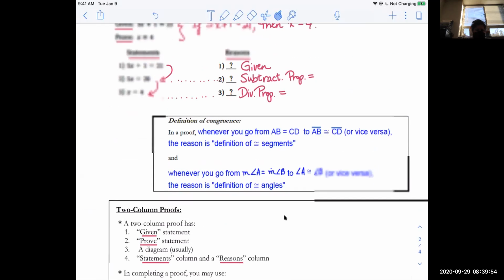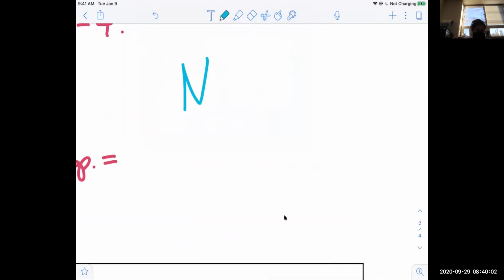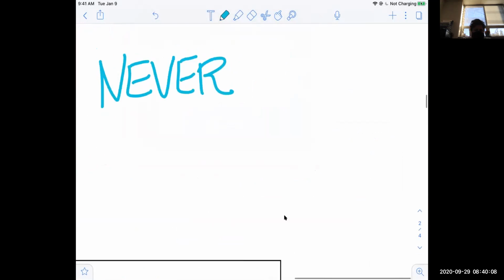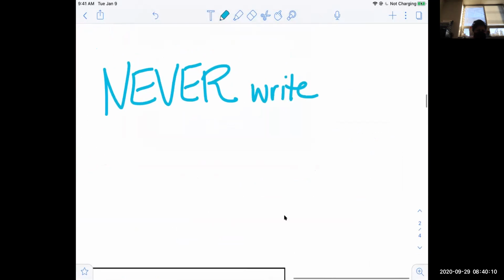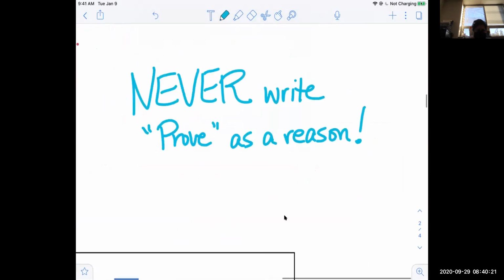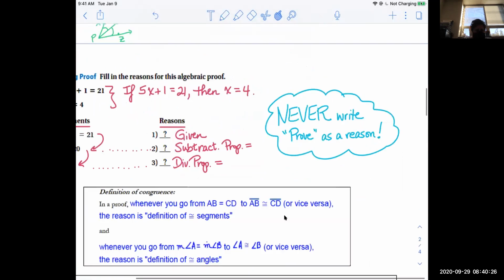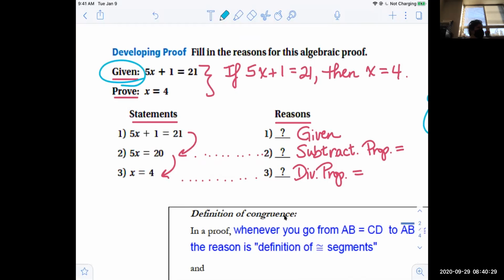You will never, let me write this over here. You will never, ever, ever write prove as a reason. Prove in this situation is a verb. Okay, we write given because given means this is your provided information, this is your starting point. You will never write prove.